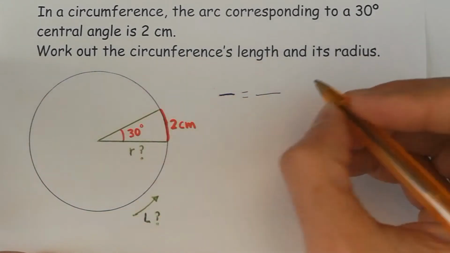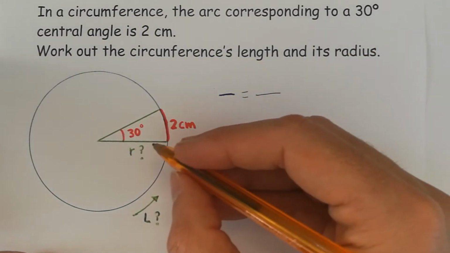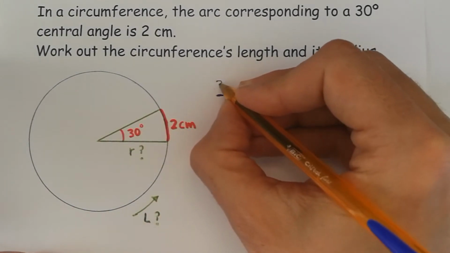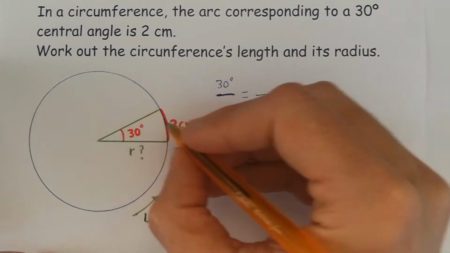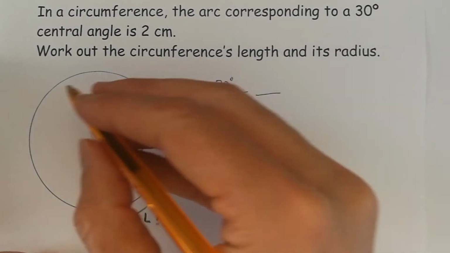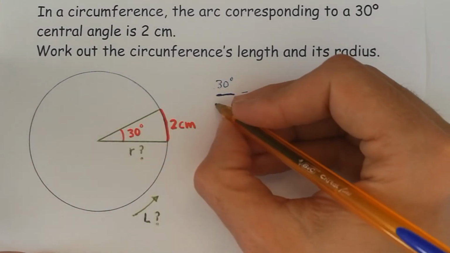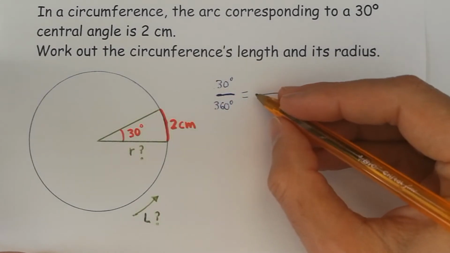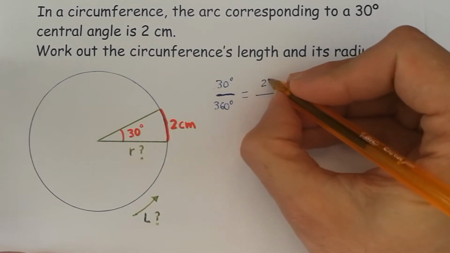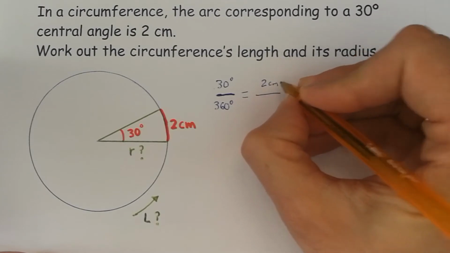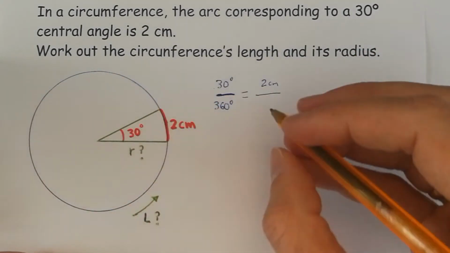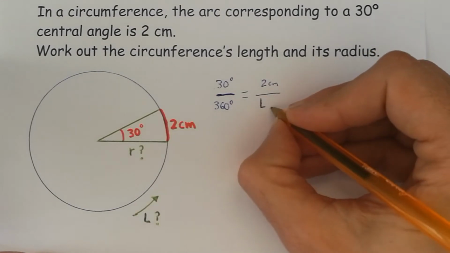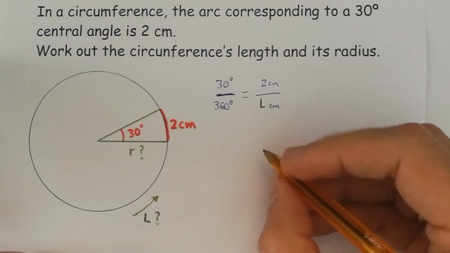We have at least two options. The first one, I think is the easiest one, is to state that 30 degrees, our angle, is to the whole center angle, 360, the same as 2 centimeters, our length, is to the whole length of the circumference. It's going to be the result in centimeters.